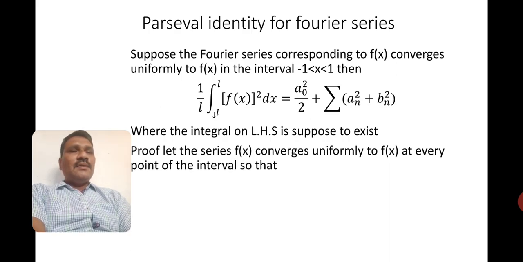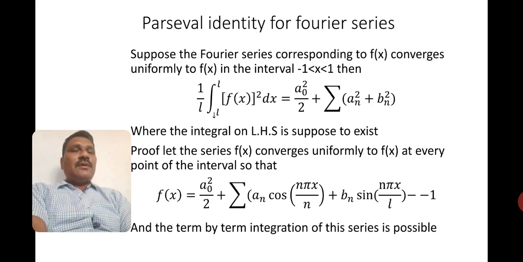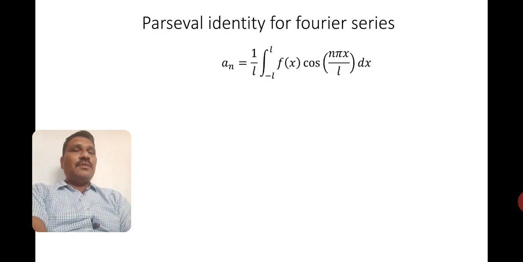Proof. Let the Fourier series of f of x converge uniformly to f of x at every point of the interval. We know that f of x is equal to a naught by 2 plus summation an cos n pi x by L plus bn sin n pi x by L. This is equation 1. Term by term integration of this is possible.